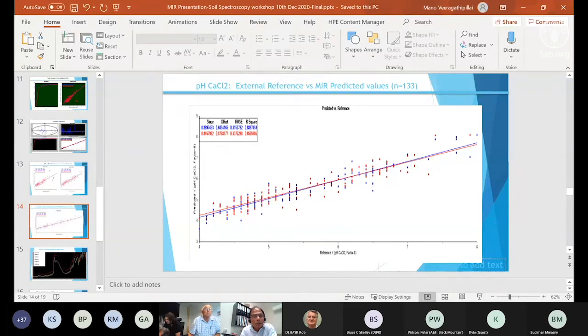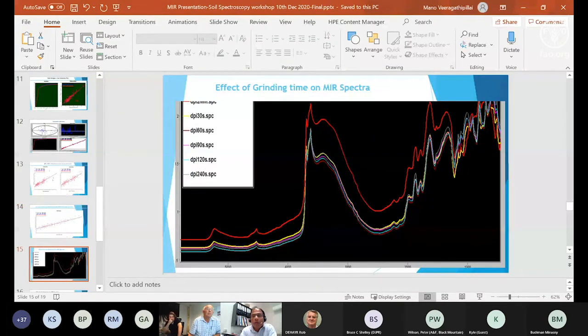Some of the problems I'll go through quickly. Grinding can have some effect on the spectra, as you can see from the spectral difference. It all depends on how much accuracy you need. By grinding, we can substantially improve the accuracy and the predictability, but we can still use the 2 millimeter sieve fractions. The other thing which really affects results is the moisture. We need to be really aware of the moisture.